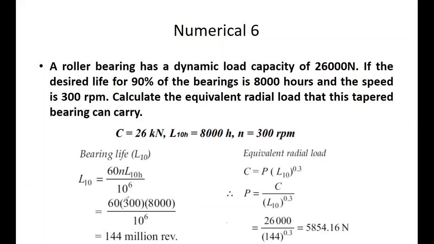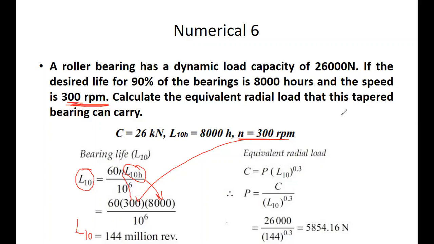So you can see here, L10 in million revolutions is L10H times N divided by 10 raised to 6. We'll put down the value of 8,000, and N RPM is given as 300. So L10 you will get as 144 million revolutions.